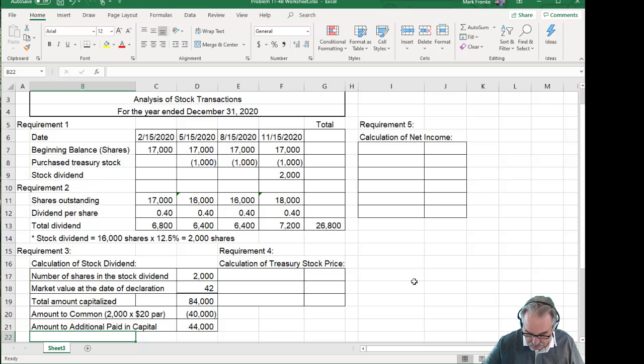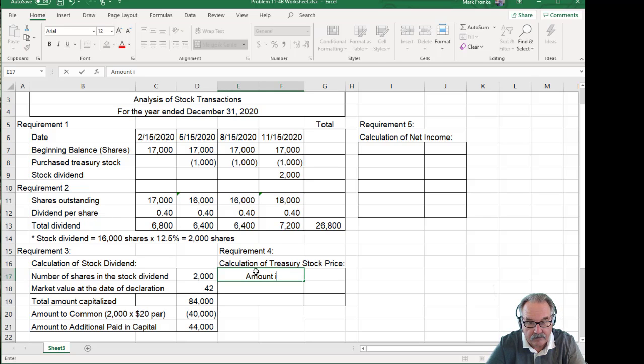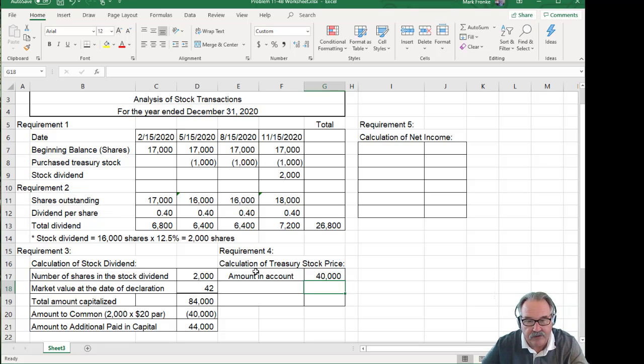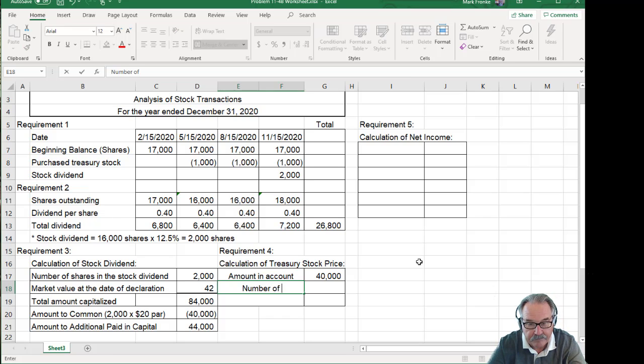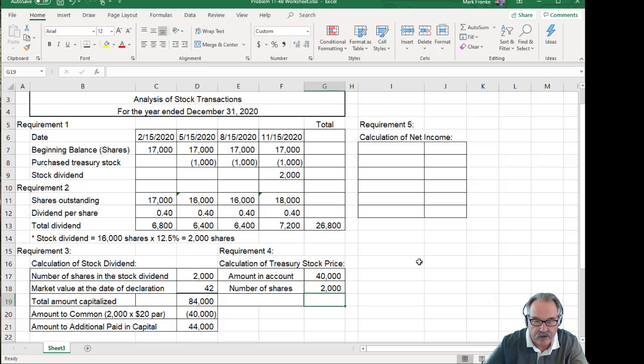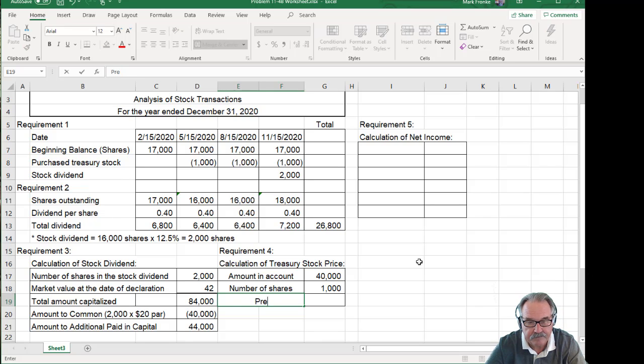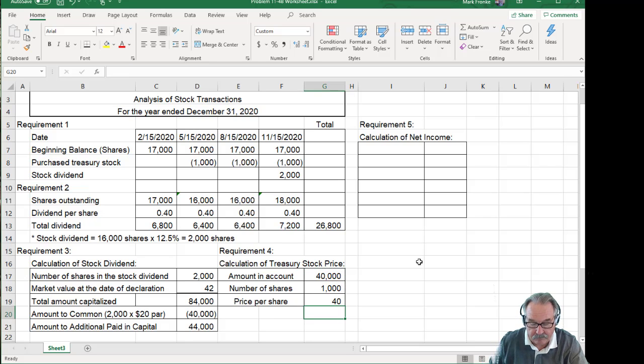Requirement 4 is to calculate the price per share of the treasury stock that was there. So we had the amount in the account, and this is based on what's sitting there at the end of the year. You can see there's $40,000 in the treasury stock account, and the number of shares is 2,000, same 2,000. So the price, oh, sorry, it's 1,000. I apologize. It's not the stock dividend, it's the treasury stock. 1,000 shares. And so the price per share is $40 per share. That's requirement number 4.